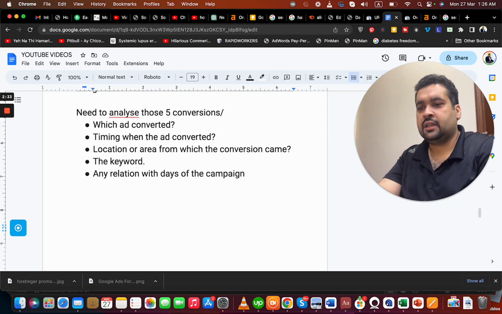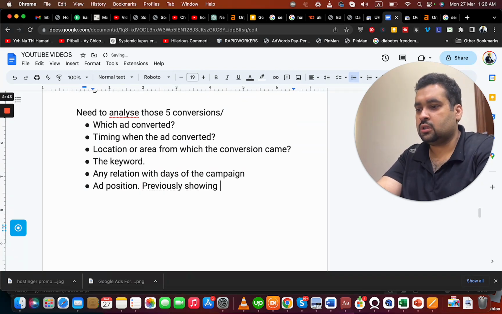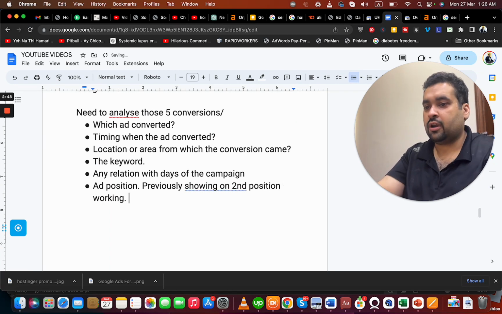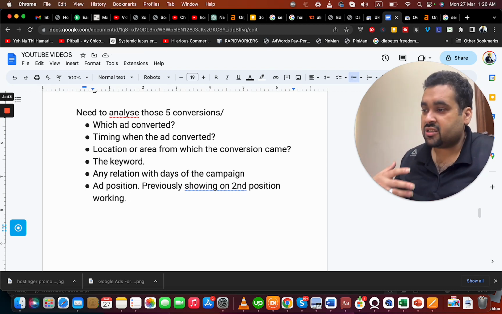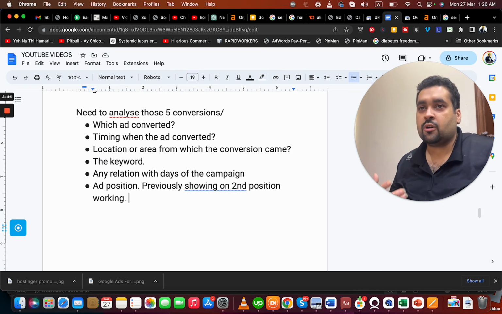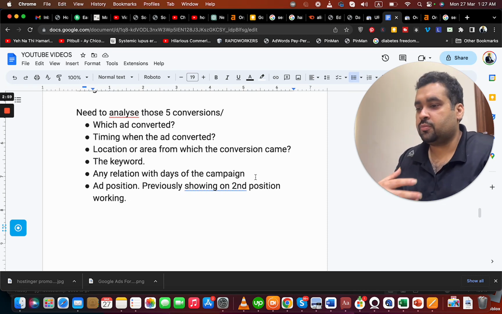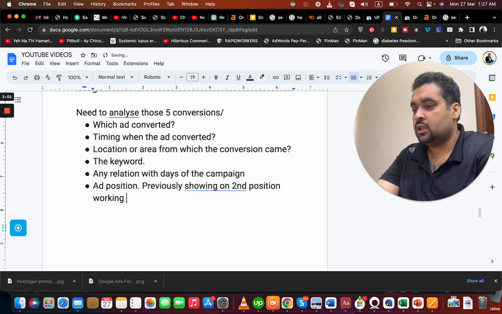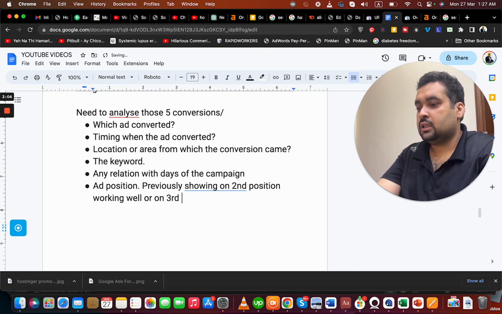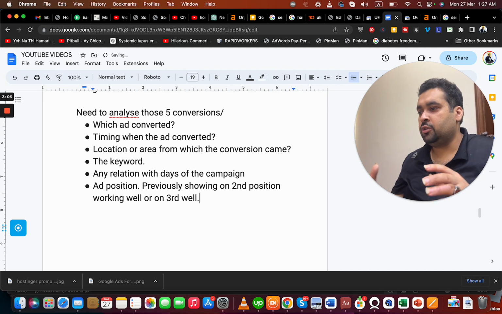There is another thing, and that is to look at ad position. Previously you were showing your ad in second position and it was working well, but we normally try to focus on the first position, and I have seen in many places that first position doesn't necessarily mean more conversions, because it's all about brand segmentation and brand positioning. Previously it was showing in second or third position and working well, and now it's not. So you need to analyze these few things and figure out what the issue is.